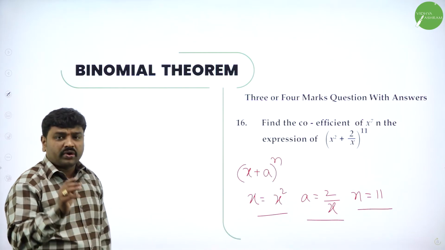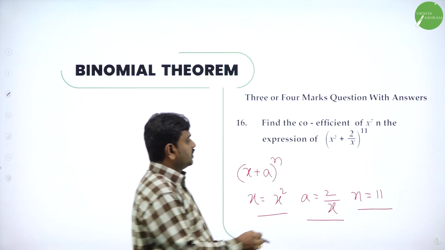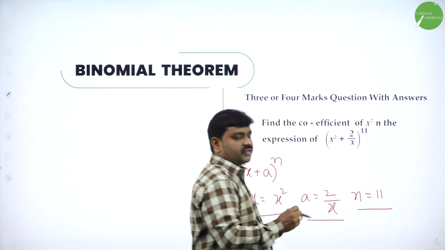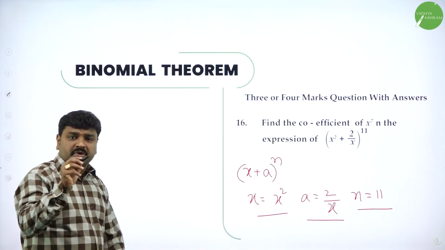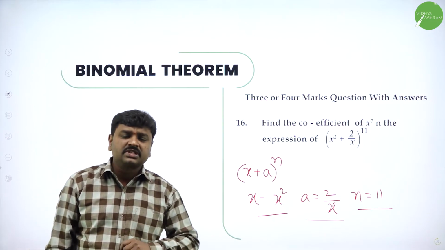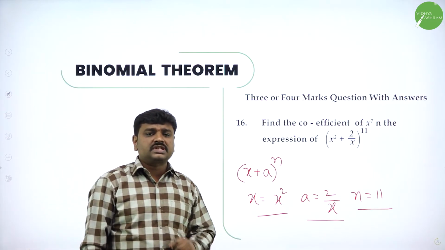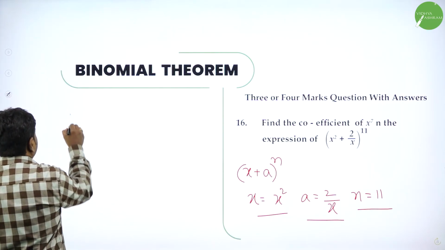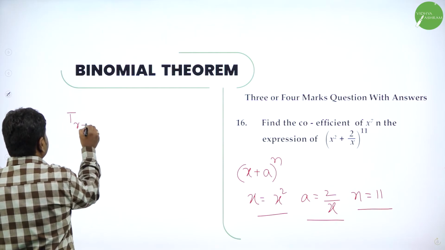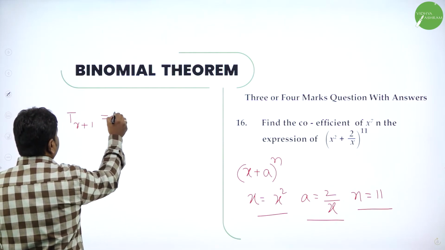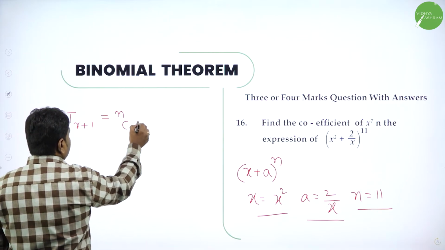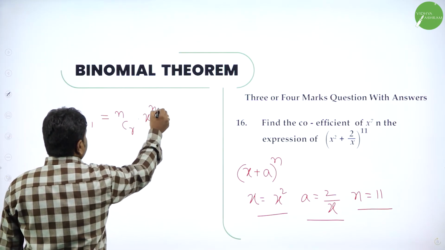Now they want you to find the coefficient of x power 7. If you want to find the coefficient of x power 7, write the general term formula. What is the general term formula? T(r+1) is equal to nCr, x power n minus r, a power r. Dear students, for the whole chapter, general term formula is very important. T(r+1) is equal to nCr, x power n minus r, a power r.